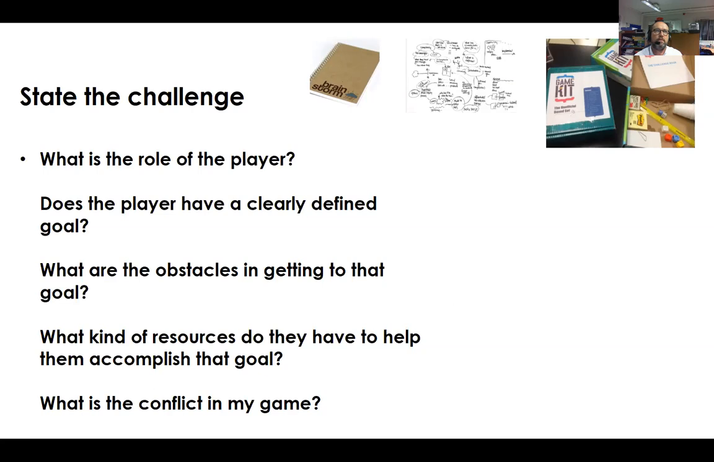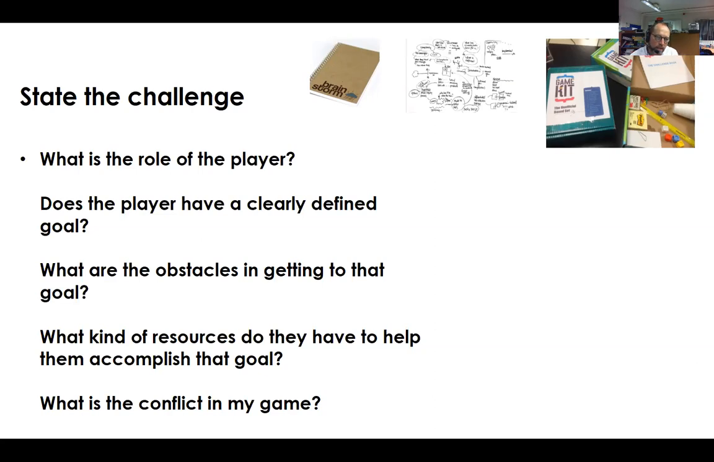If you look at something like Monopoly, the role of the player is to manage a portfolio of properties, and they manage that by moving around the board. That's one type of role that a player might have. A very different role would be something like Snakes and Ladders, where the role is to move along the board and get to the end, and all you have to do in order to achieve that is to roll a dice.